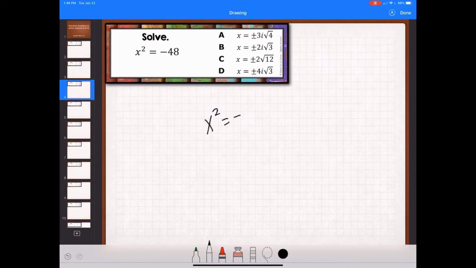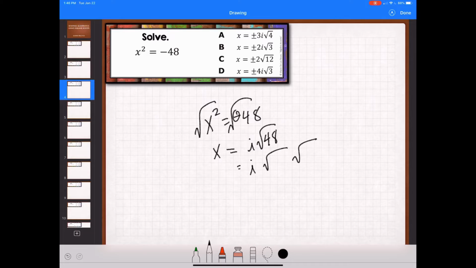x squared equals negative 48. Take the square root. So you get x equals, I see that I have a negative, so I'm going to write i, square root of 48. And now I want to see what factors give me 48 so that I can simplify the radical. So let's see, 16 times 3 is 48. Radical 16 is the same thing as 4. So that equals positive and negative 4i radical 3.